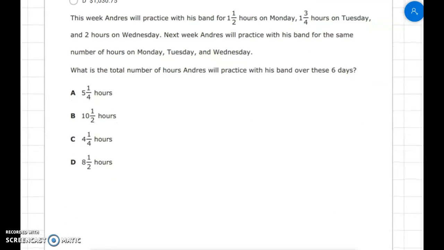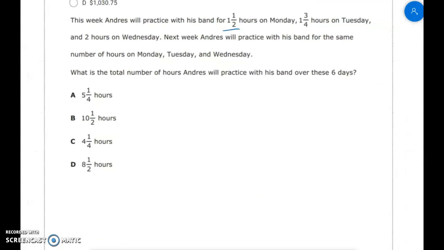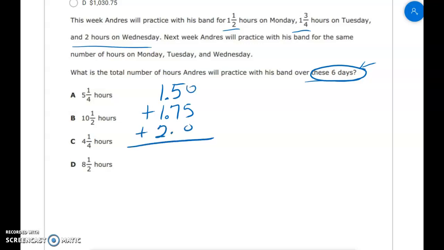And the last question this week, Andreas will practice his band for 1.5 hours on Monday and 1 3/4 hours on Tuesday and 2 hours on Wednesday. Next week, he plans to practice for the same amount of hours. What is the total over 6 days? And that is the piece that some of you missed. So if we have 1.5 hours plus 1.75 hours plus 2 hours, you could leave those fractions and make a common denominator if you wanted, or because those are benchmark fractions, we could very well go through and just make them decimals. And some of you put A because you missed this 6 days. This was only 3 days.